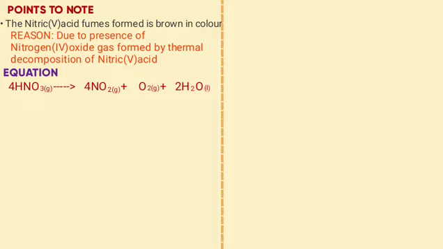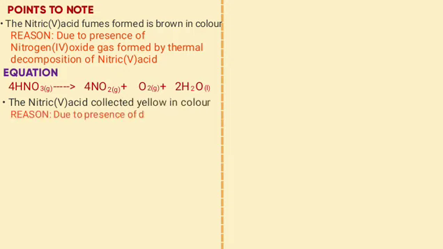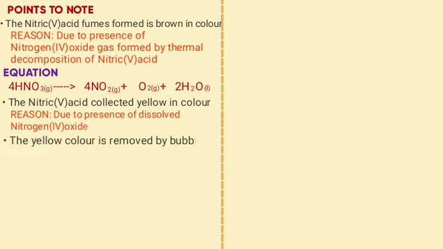The nitric acid collected is yellow in color. Reason: due to presence of dissolved nitrogen dioxide gas. How is the yellow color removed? By bubbling air through the acid.